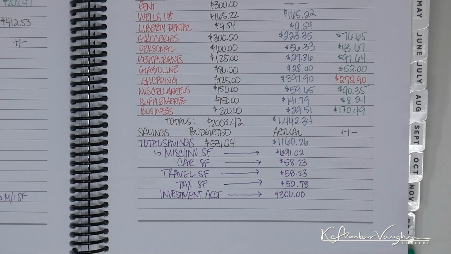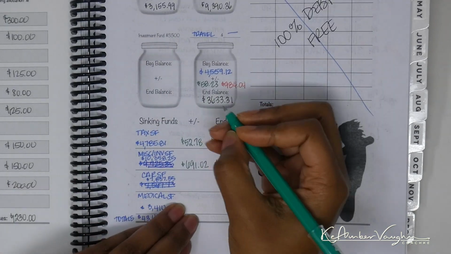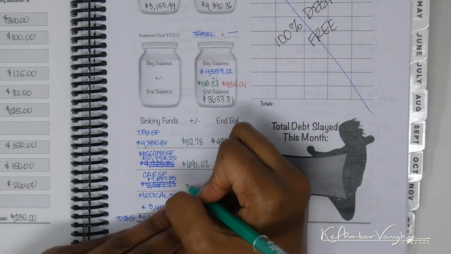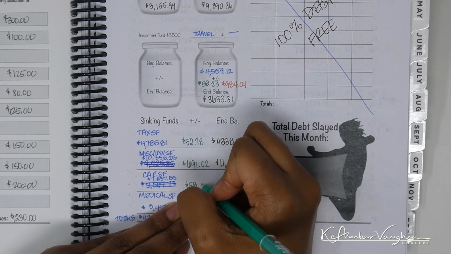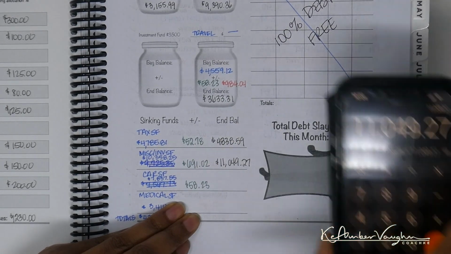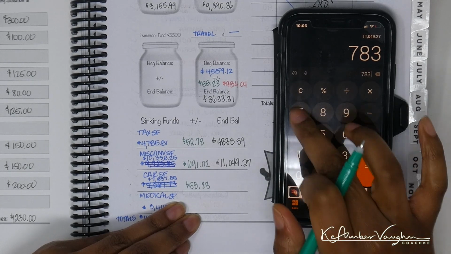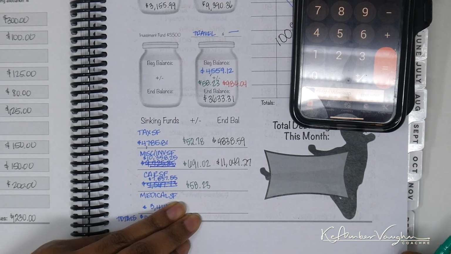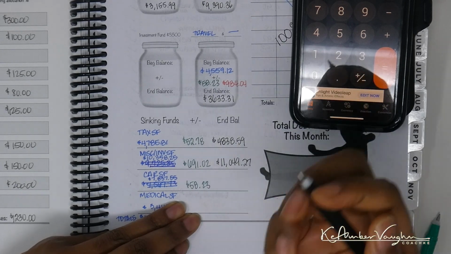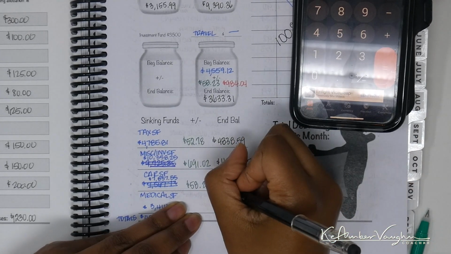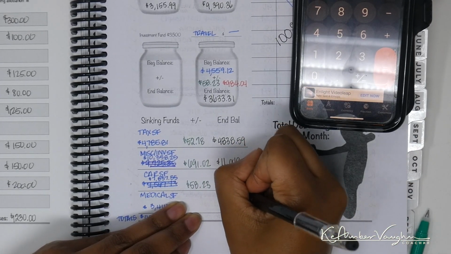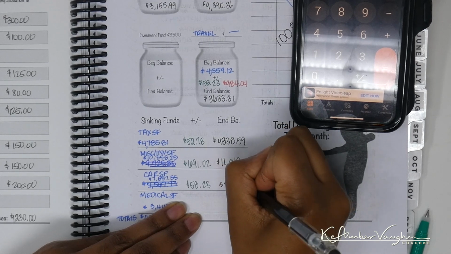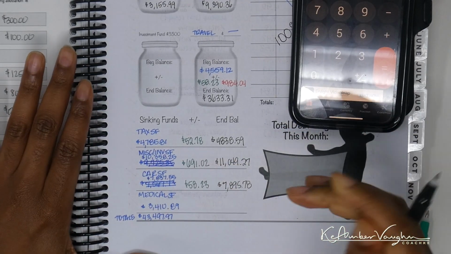Now for the car sinking fund, I know that I put money into that one as well, and that one I contributed $58.23. Just like the travel sinking fund, I typically put the same amount in my car sinking fund as my travel sinking fund, and I basically use this account for oil changes and if I have any car repairs, regular maintenance, anything like that. So $7,895.78 is what I have left over for that one.